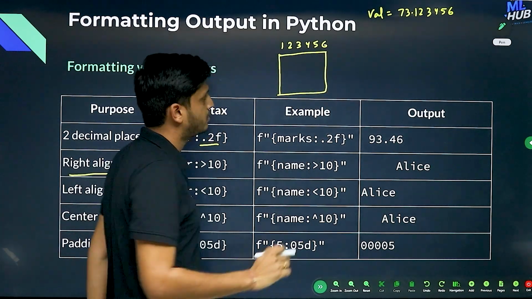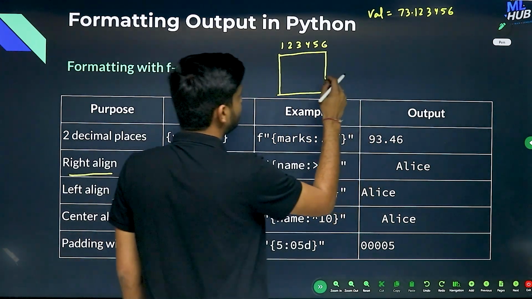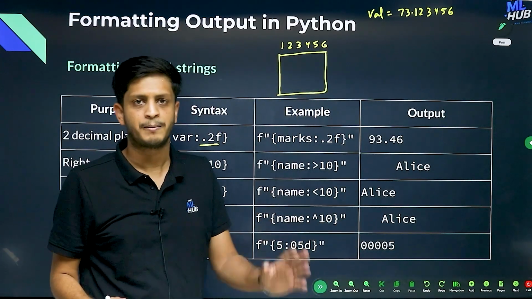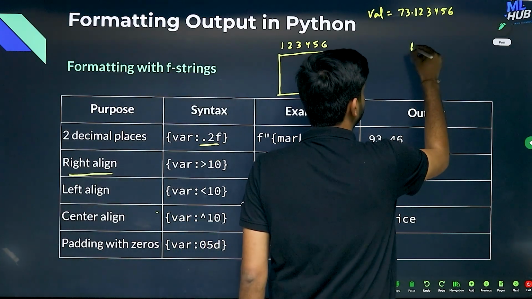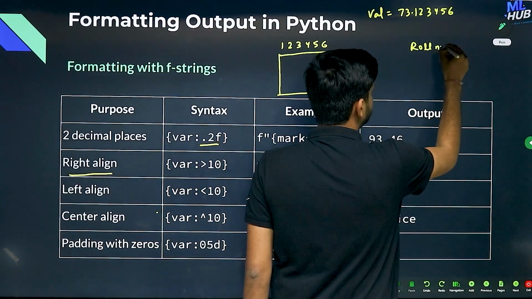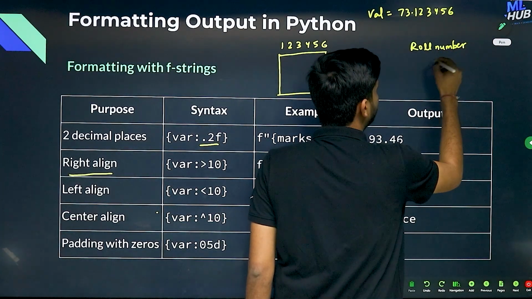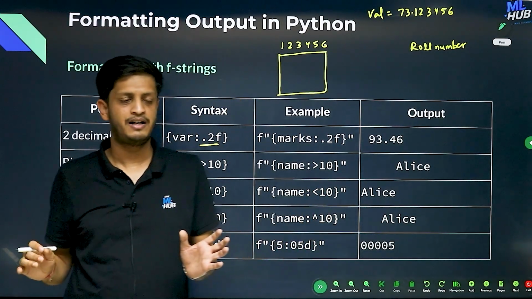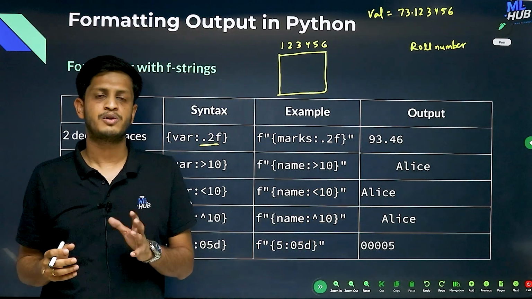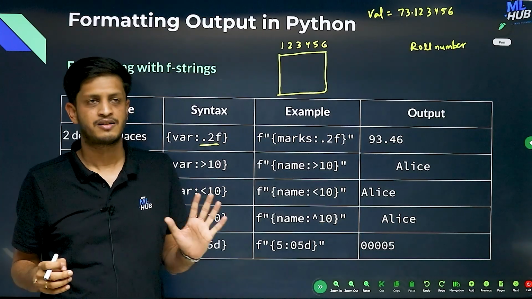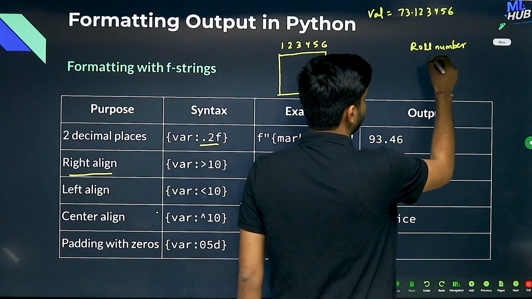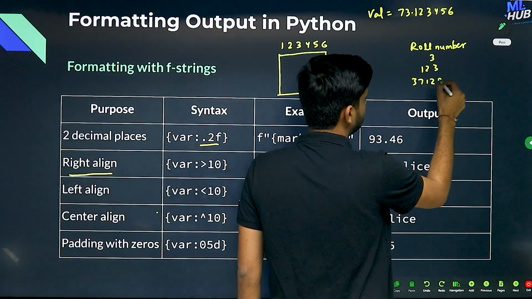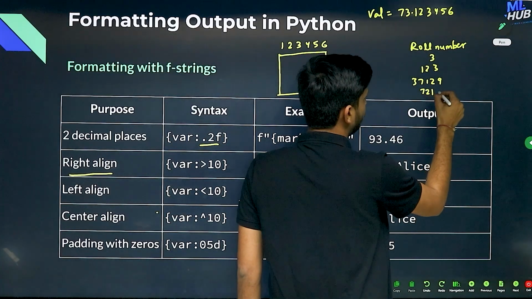Okay. Let us say I want to print the roll numbers of a few students. And I know that a roll number takes at most 5 digits. Somehow I have this information that any roll number in a particular school is at most 5 digits. So let us say a few roll numbers are given: 3, 123, 37129, 7214, like that.